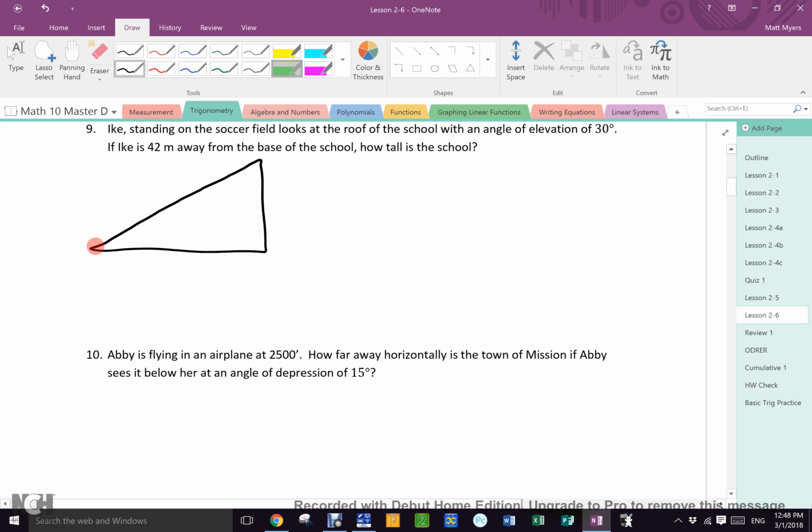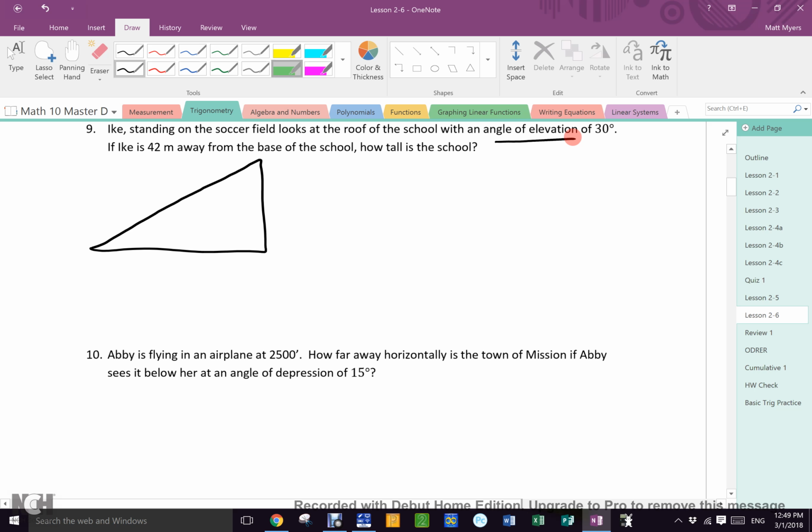Now, let's make that triangle useful to us. The triangle is to represent our man Ike standing on a soccer field looking at the roof of a school. Where must the soccer field be? My soccer fields, when I am drawing them, live on the ground. It is awfully difficult to play soccer vertically. Why don't you go on top of the school? Well then, he could not look at the roof with an angle of elevation, could he?